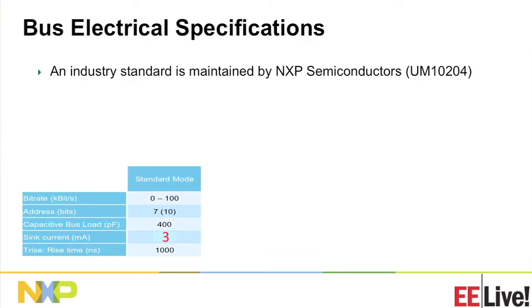Here's a little table that shows the bus specs. The first one that's been revealed is called standard mode. This is the original spec, had a maximum clock frequency of 100 kilohertz. Notice also that the minimum clock frequency is 0.